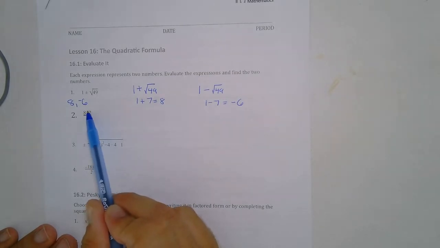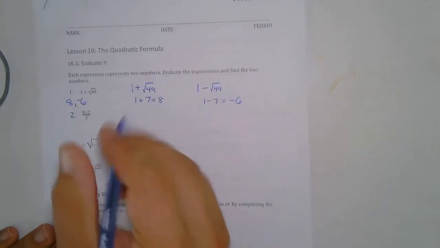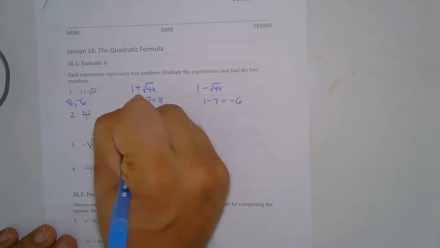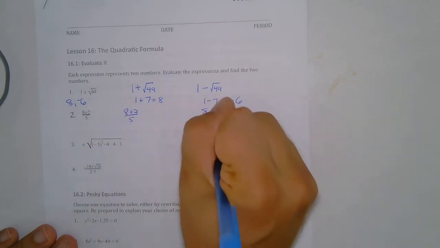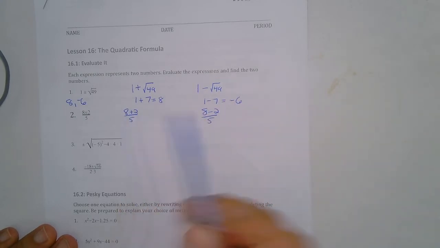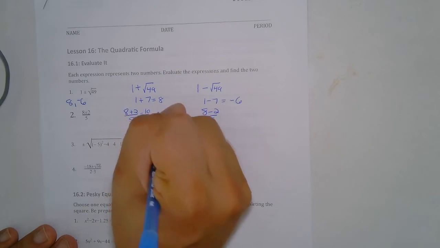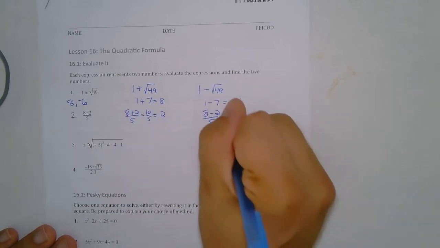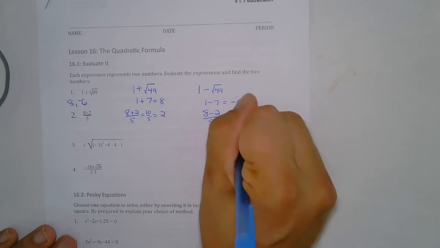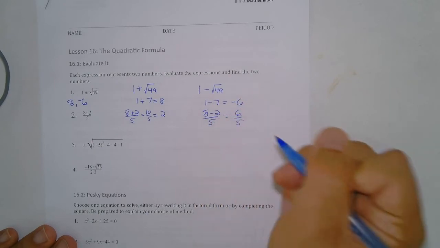So here we have 8 plus or minus 2 over 5. So I'm going to break this up and go 8 plus 2 over 5 and 8 minus 2 over 5. So 8 plus 2 is 10 over 5, which is 2. And 8 minus 2 is 6 over 5.